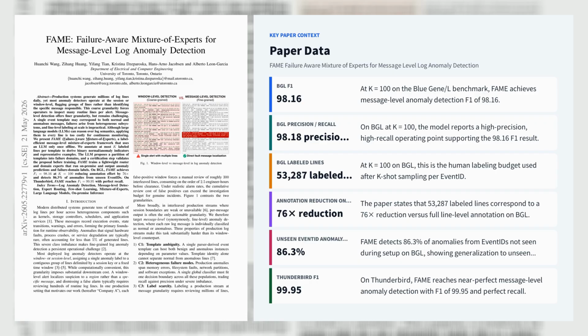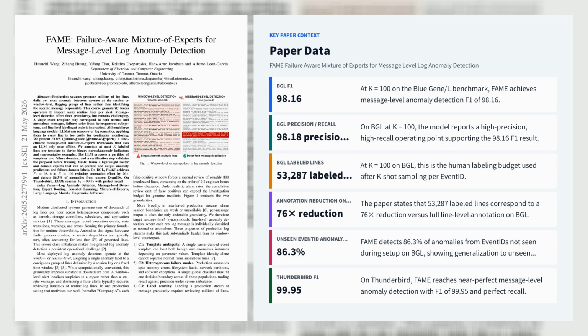On BGL, the hardest benchmark because normal and anomalous lines often share templates, FAME reaches F1 equals 98.16 at k equals 100 with 98.18 precision and 98.14 recall using 53,287 labeled lines. A 76 times reduction versus full line-level annotation. It also detects 86.3% of anomalies from unseen event IDs.